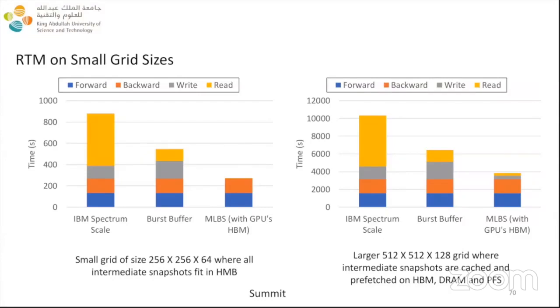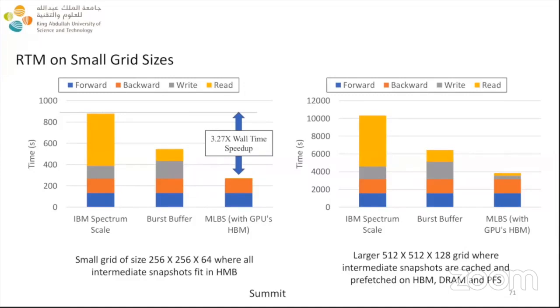And finally, on Summit, we reduced the grid size to the point that all of the intermediate snapshots could actually fit in one GPU's high bandwidth memory. And as you could see on your left plot, we were able to have the RTM instance work as if there was no I/O at all and achieve up to 3.27x wall time speedup.